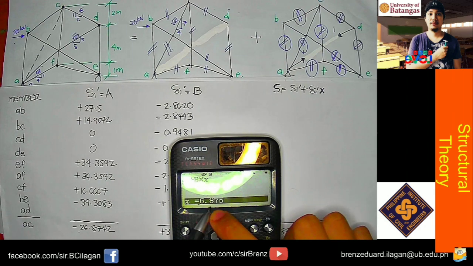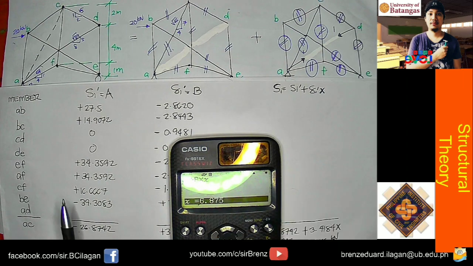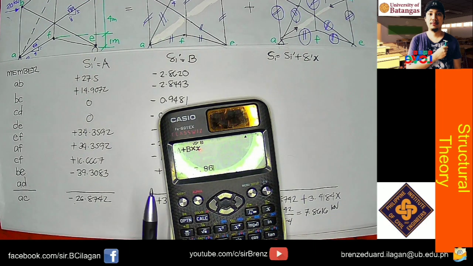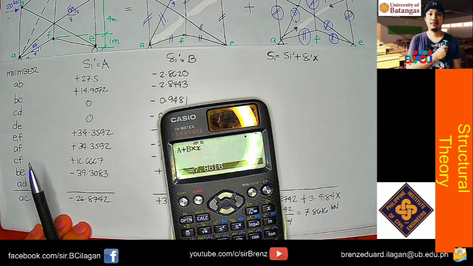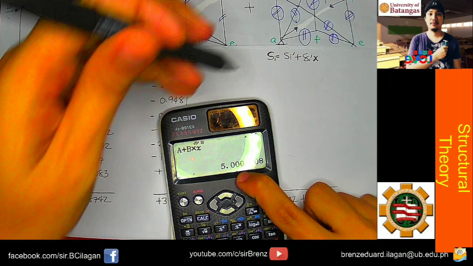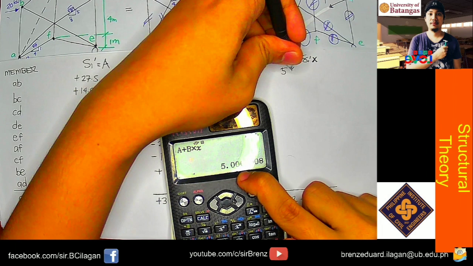So yung X mo, ito na lang. Ito. So i-type mo na lang 7.8616. And then equals mo lang. And then equals mo ulit. So magbibigay sa'yo ng value. So ito lang yung isusulat mo dyan. So pag positive, that is in tension. Okay, so lagay mo positive.